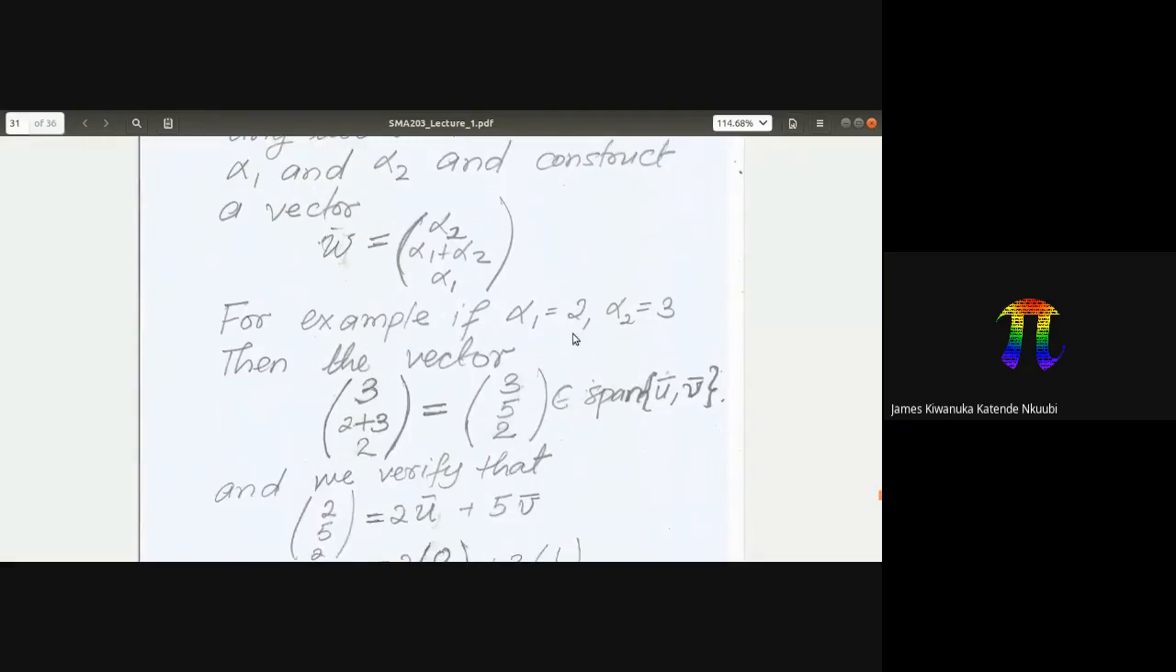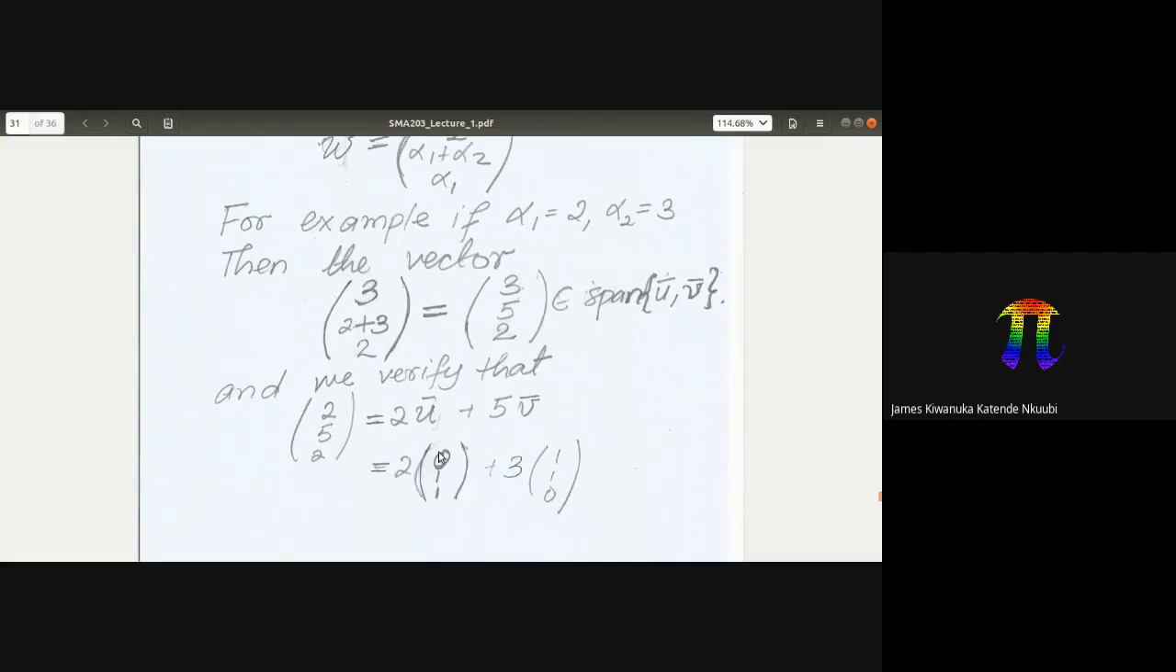So we take a specific example where alpha 1 is 2 and alpha 2 is 3, and using this setup here, construct this vector. Alpha 2 is 3, so we put 3 up here. The second one is alpha 1 plus alpha 2, we add 2 plus 3, and the last one is alpha 1, which is 2 here. So this gives us 3, 5, 2. This is an example of a vector which can be written as a linear combination of the two vectors U and V.